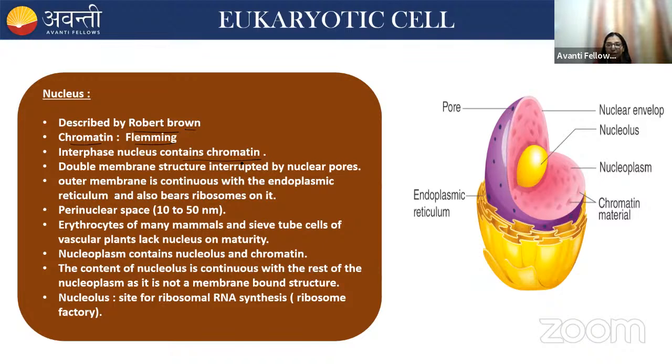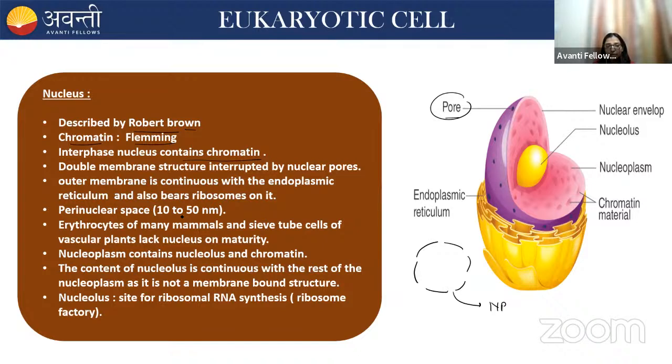The outer and the inner membrane of the nucleus are interrupted by the nuclear pores. These are the nuclear pores through which molecules can move out of the nucleus. And the erythrocytes of many mammals and sieve tube cells of vascular plants lack a nucleus on maturity. Remember this, that the mature RBC and the mature sieve tube cells of the vascular plants lack a nucleus.